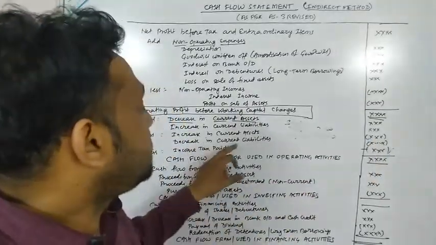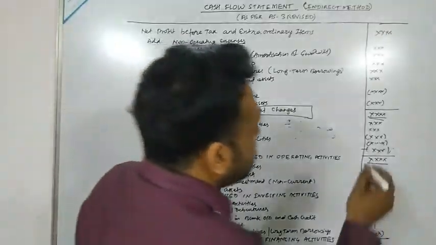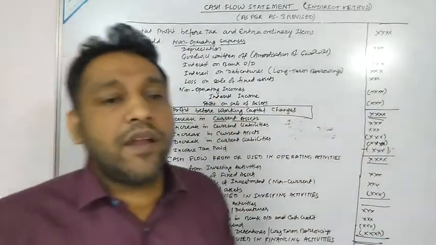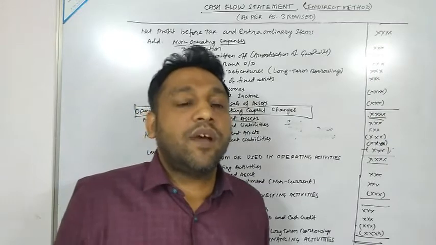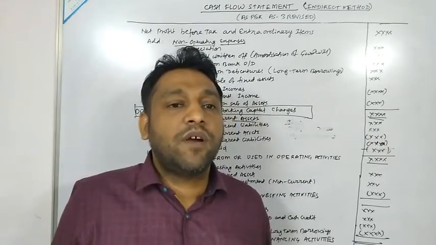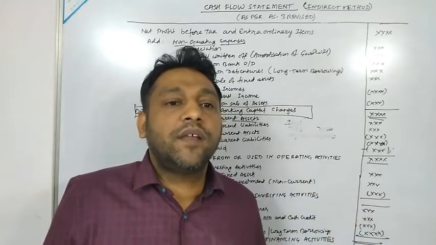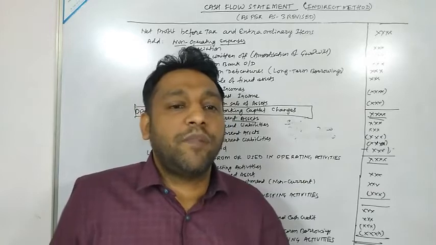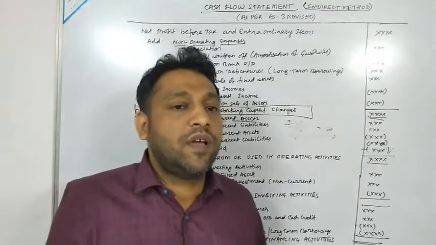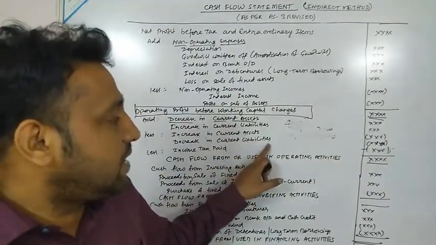Now a decrease in current liability would also be deducted. Why would it be deducted? Suppose the creditor is given as 20,000, and after that the creditor is given as 15,000. That means 5,000 you can consider as a decrease in current liability. That means we might have paid the creditor this 5,000. So it will reduce the amount of cash, so a decrease in current liabilities would be subtracted.